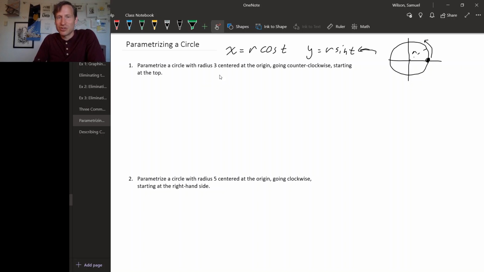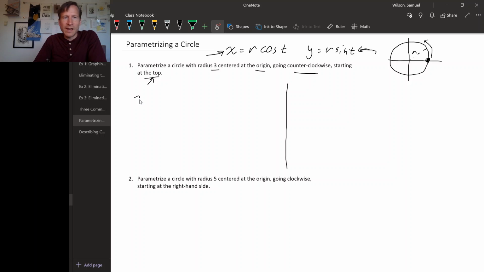First, let's parameterize a circle with radius 3. That should be no problem. Centered at the origin, that's no problem, because our general idea for parametrizing a circle is centered at the origin. Going counterclockwise, fine. Starting at the top. So it's this starting at the top that's going to be a little bit different. And there are 2 ways to do this.